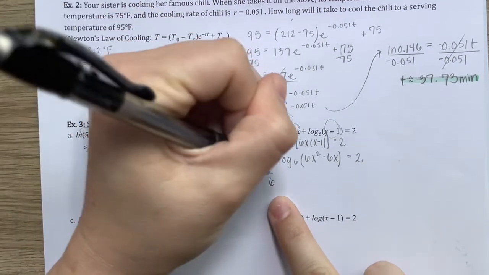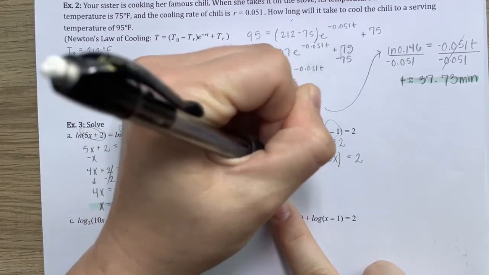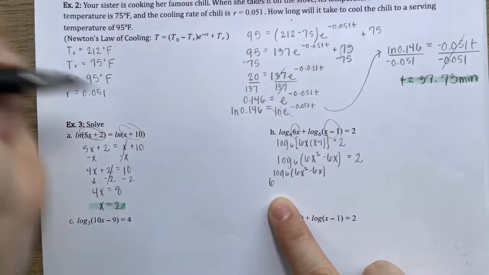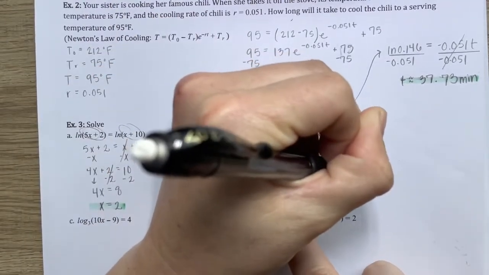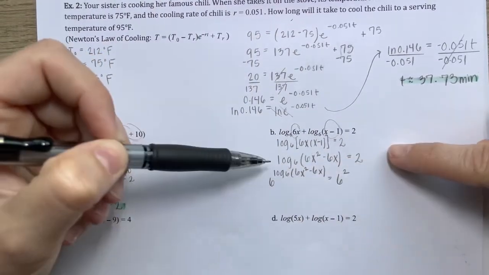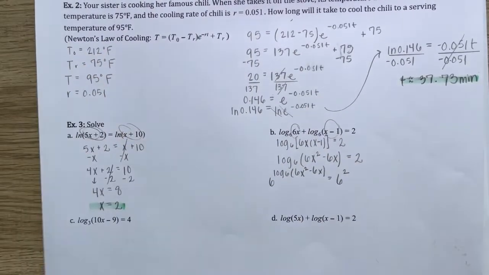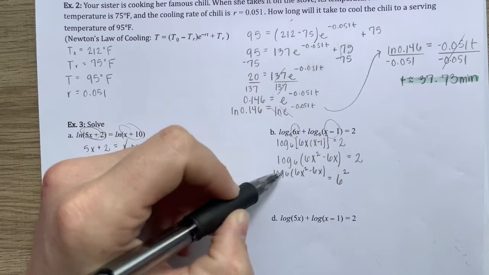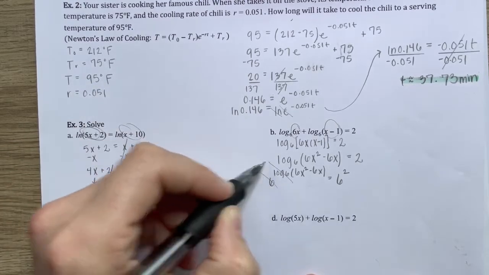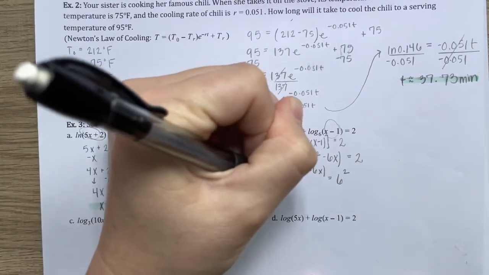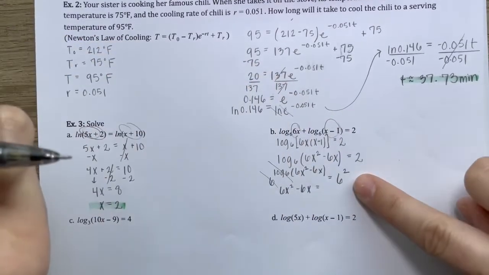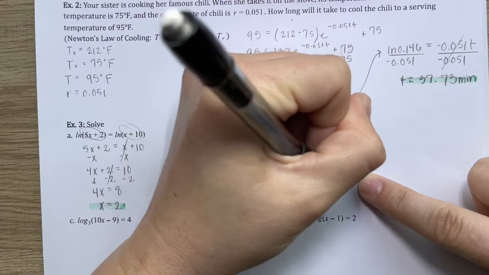So it's going to be 6 raised to the log base 6 of 6x squared minus 6x, and then equals 6 raised to the 2 power. So everything in this line just became an exponential. That's what it means to exponentiate. And then the exponential with the base of 6 and the log with the base of 6 are inverses of each other, so they cancel each other out. And we're just left with 6x squared minus 6x equals 6 squared, so 36.